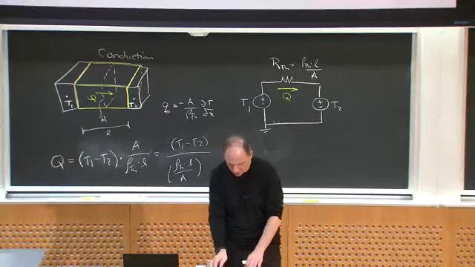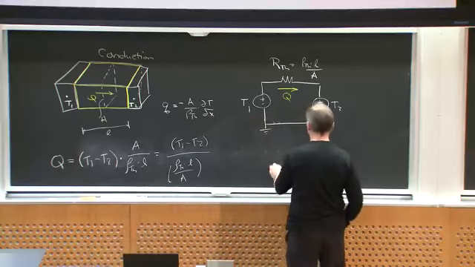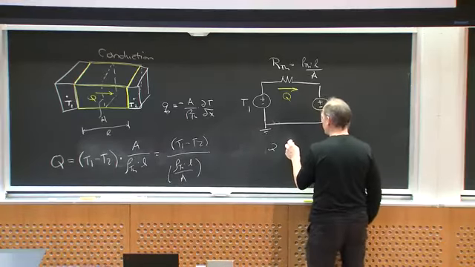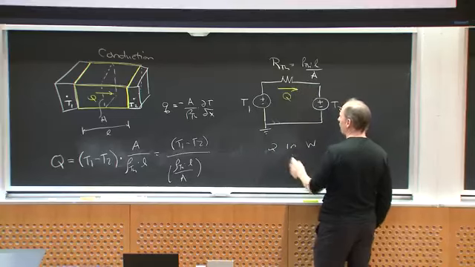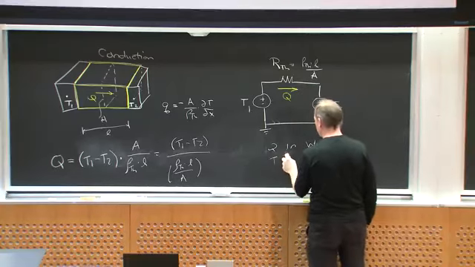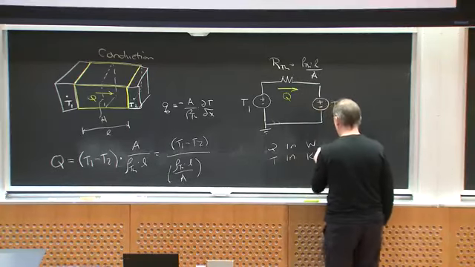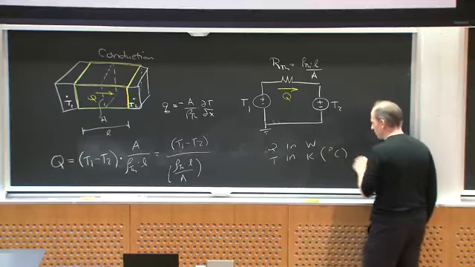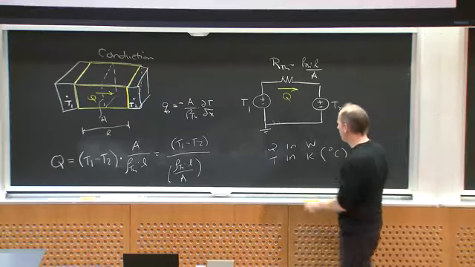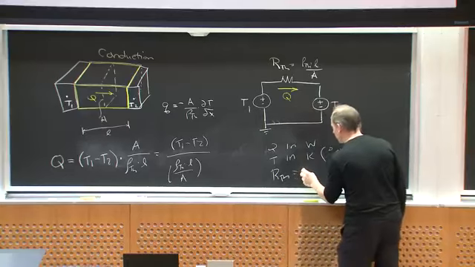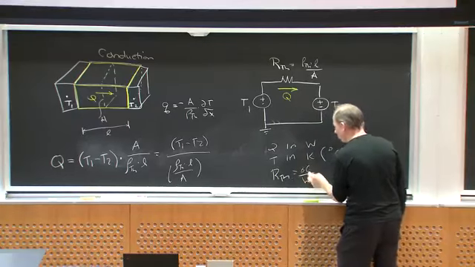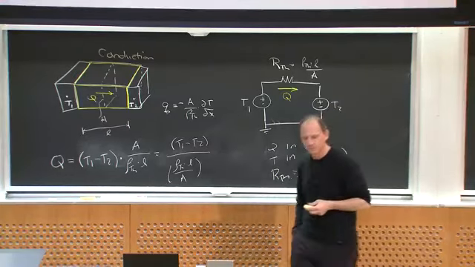So, okay, I should say by the way, Q is in watts, right? That's the heat flow in watts. T is in Kelvin, or often people use it in degrees Celsius. And RTH ends up having units of degree C per watt, or Kelvin per watt. Okay?